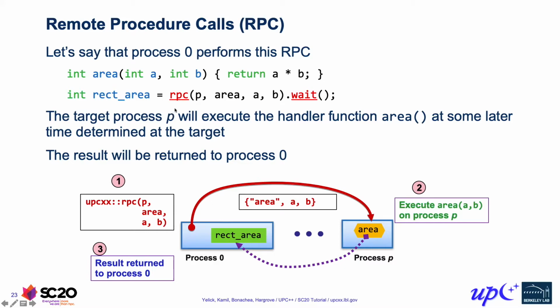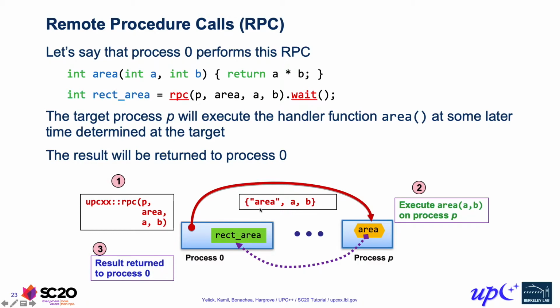Okay, so to launch an RPC over to some target process P, we use the upcxx::rpc function, and we give it the target process as the first argument. We give it the function as the second argument, and then the remaining arguments are whatever the arguments to that function are. So in this case, we might have some local variables a and b that we want to send along to process P. So then what this does is that it launches over the RPC to the target process, and the way it does that is it sends a message with a reference to the function.